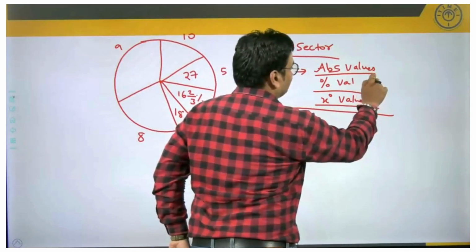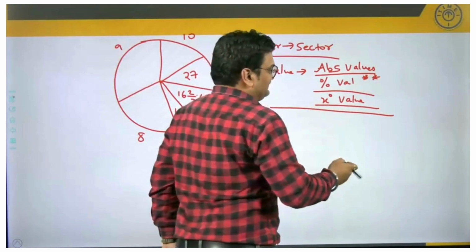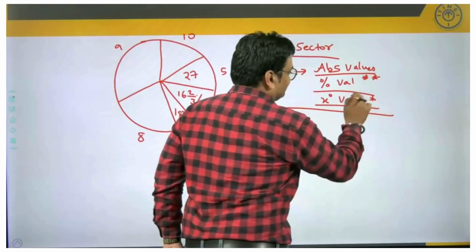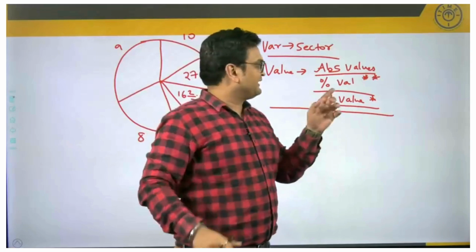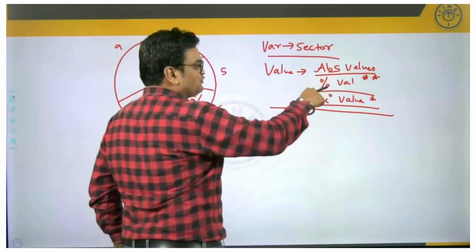Generally, percentage values are the most common. Following that is the degree, and almost rarely will you get absolute values. That's never given. So we will be dealing with these two only, majorly.